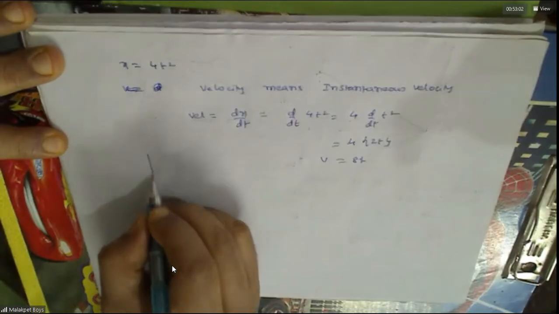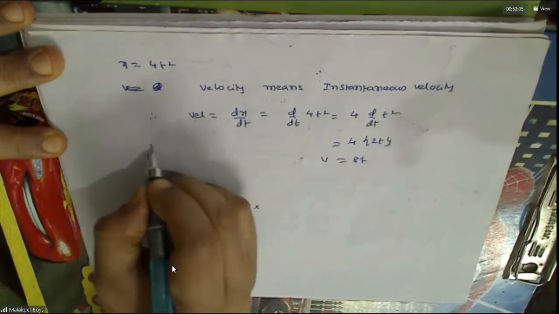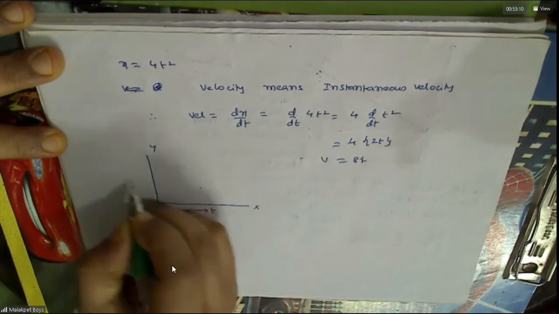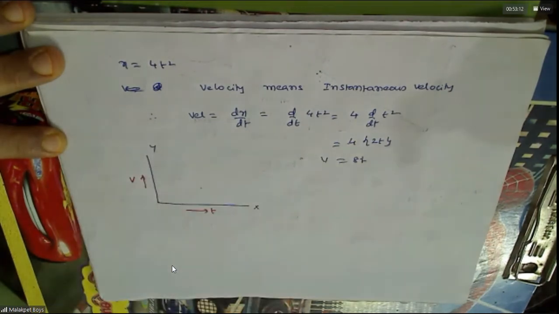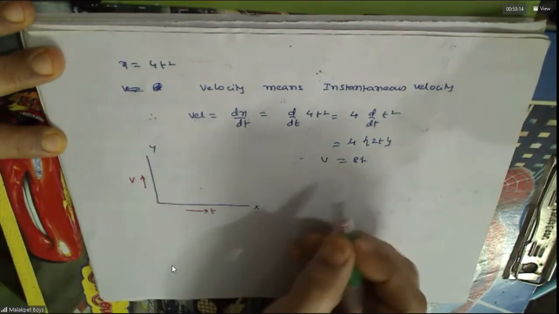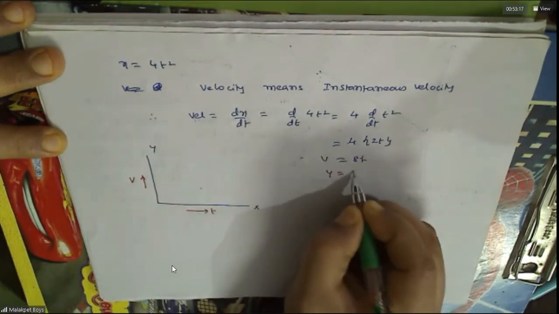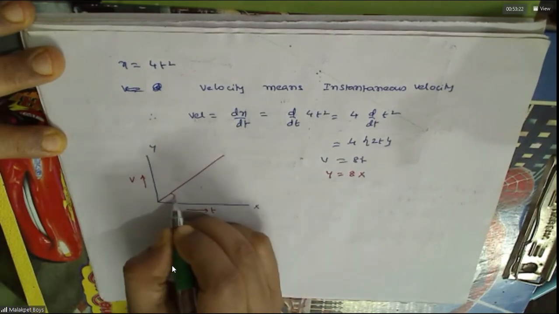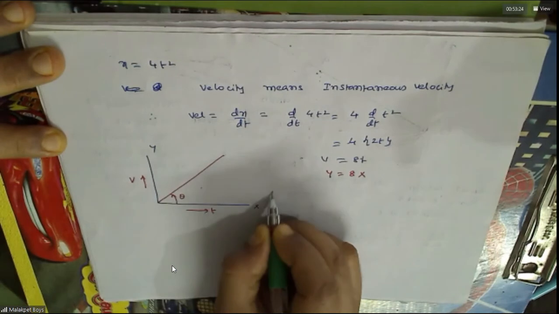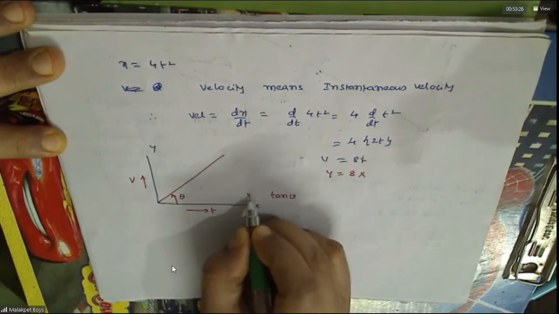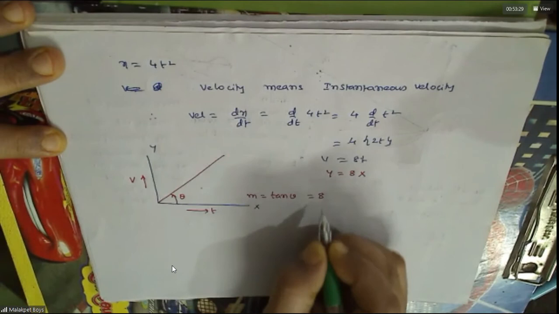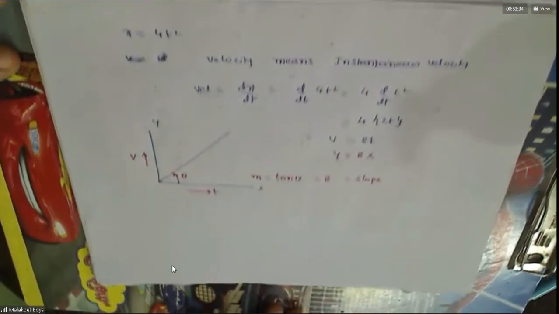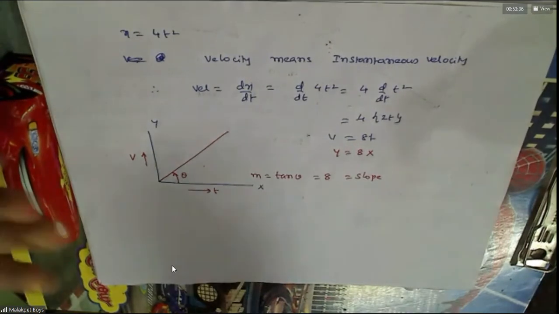So the velocity time graph, you want to draw: this is the x-axis, this is the y-axis. We are taking here the time and here the velocity. Then you can see that it's a straight line only, y equals mx. So that means a straight line passing through the origin. This is the slope, tan theta is m, which is nothing but 8. Clear?